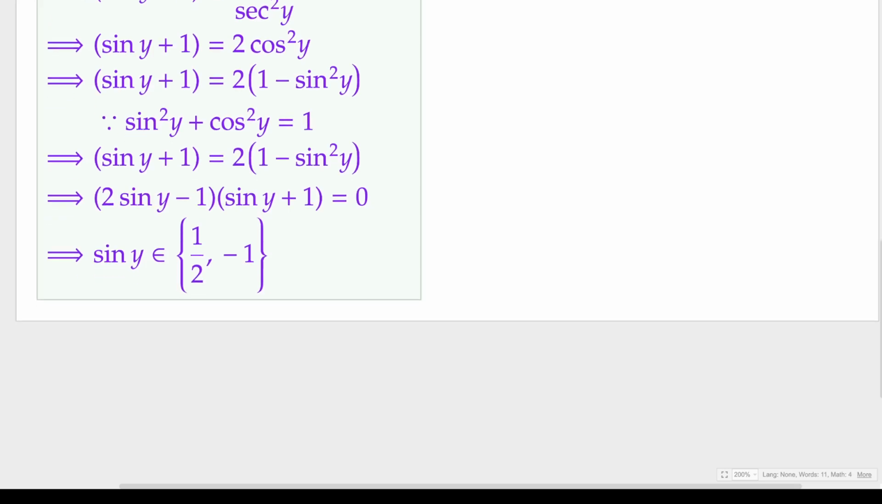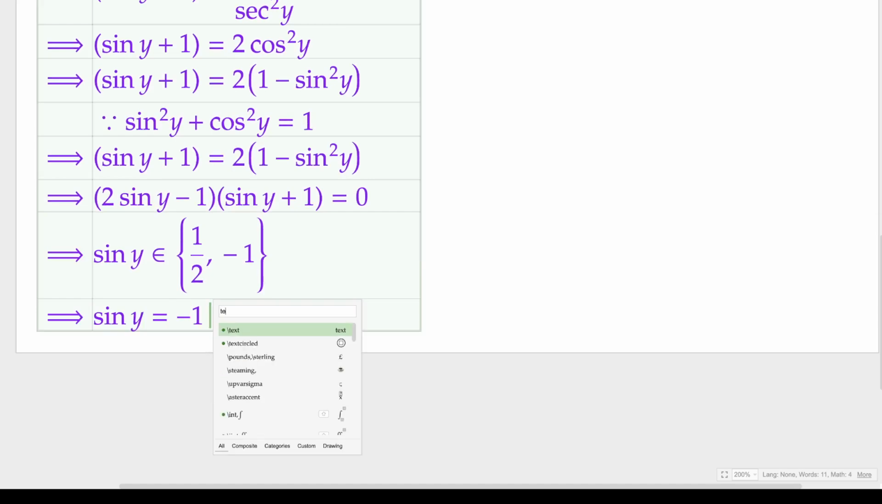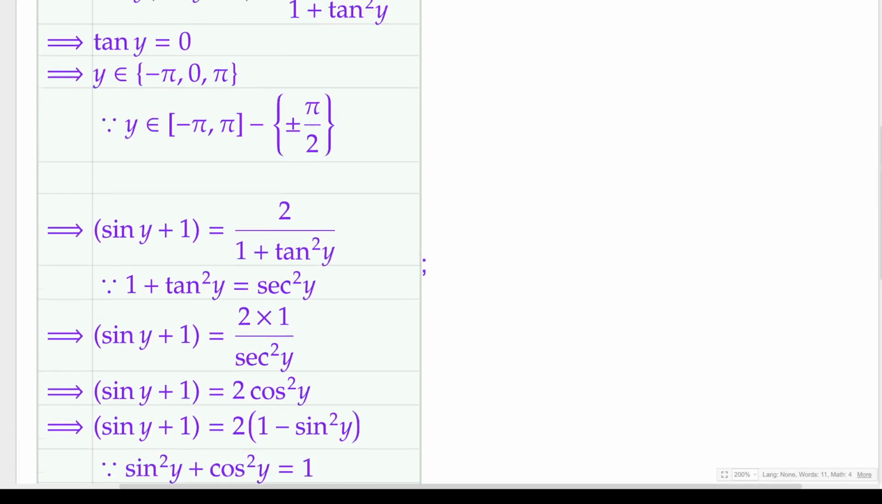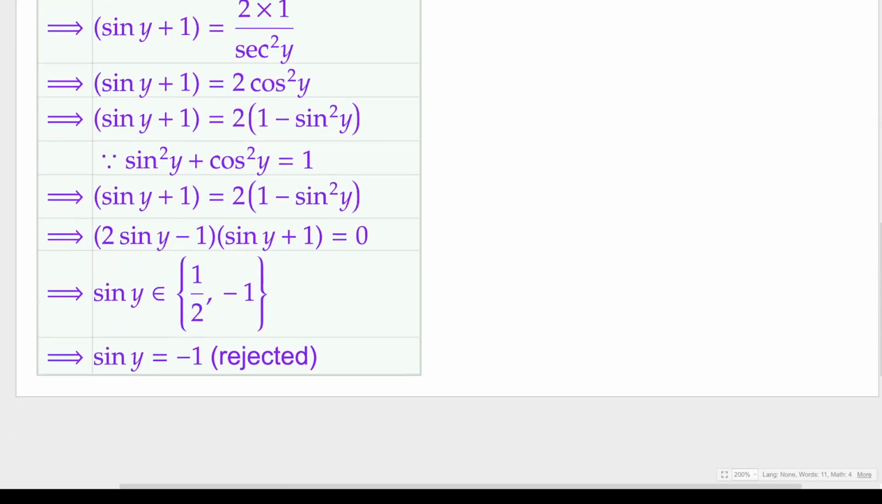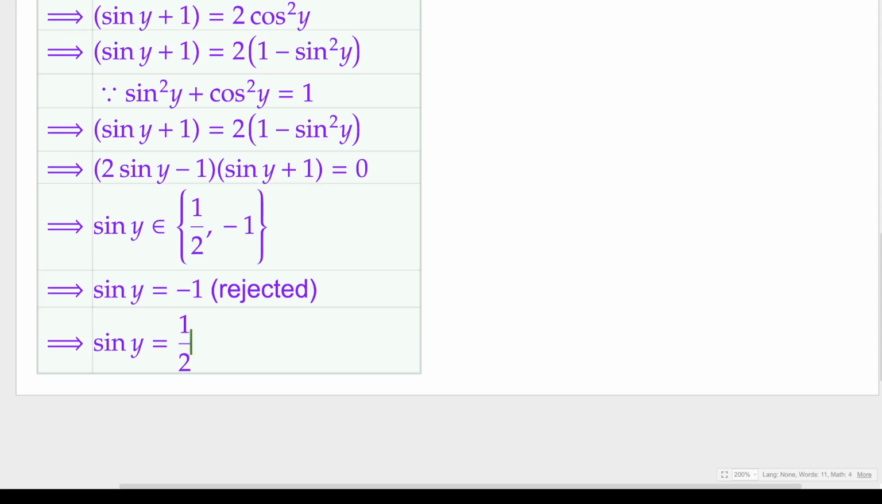Now this negative 1 has to be rejected, right? So I can say that sine of y equal to negative 1 will get rejected. So what is the reason? The reason is very clear: for y we have already mentioned what values of y are acceptable. Now if this is rejected, then definitely sine of y is equal to 1 over 2, right?